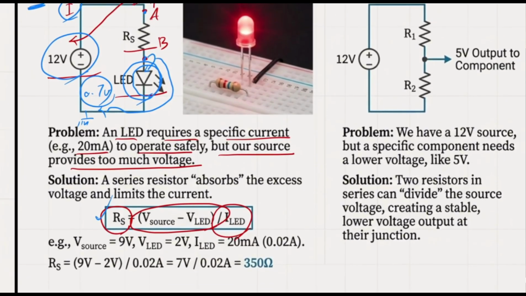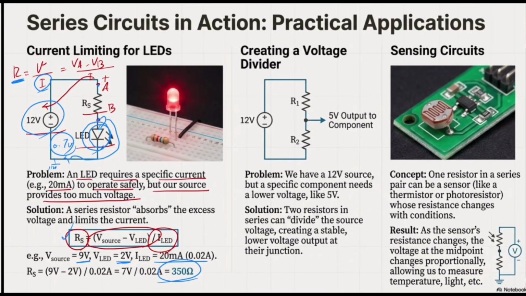For instance, if I assume that I do have 9 volts and the LED is going to consume 2 volts, which is a little bit high, but most common LEDs only consume 0.7 volt, so the voltage drop is just 0.7. And an LED, we know for a fact, should only handle 20 milliamp. I have to have 350 ohms for RS to make sure that my LED is not going to have any harm. What about creating the voltage divider?